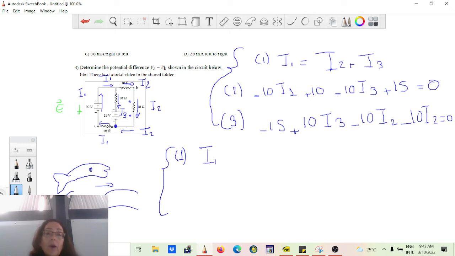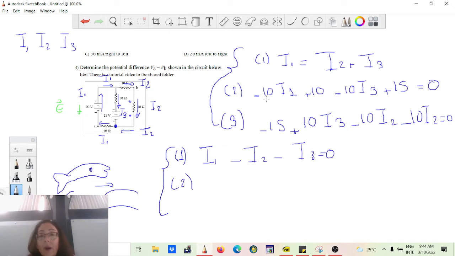So my unknowns, I1, I2, I3. So it's like X, Y, Z. I'm going to put everything on one side for the X, Y, Z. So I1 minus I2 minus I3 equals 0. Second equation. I have an I1 here, so I have a minus 10 I1.